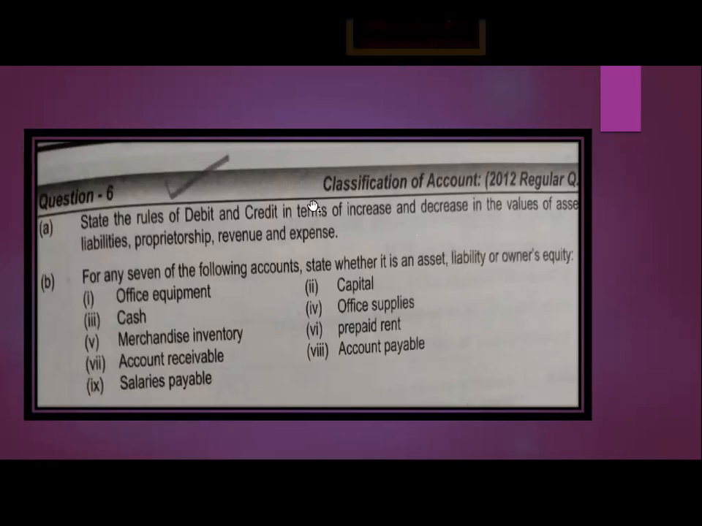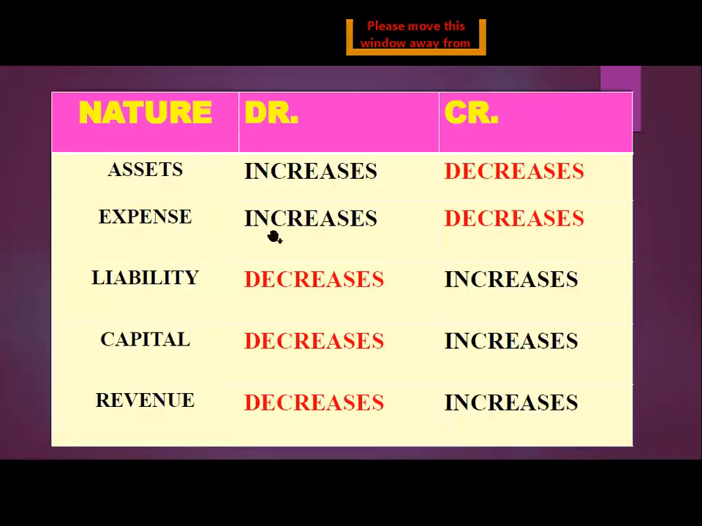Okay, so in question number 6, this year 2012 past paper question, we have part A: state the rule of debit and credit in terms of increase and decrease in the value of assets, liabilities, proprietor's capital, ठीक है, proprietorship is your capital, revenue and expenses. आपने rule of debit and credit बताना है. Rule of debit credit मैं आपके साथ discuss कर चुकी हूँ.